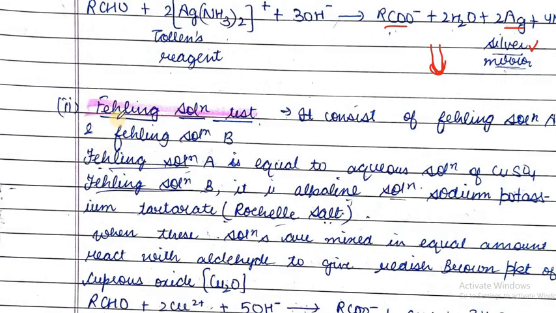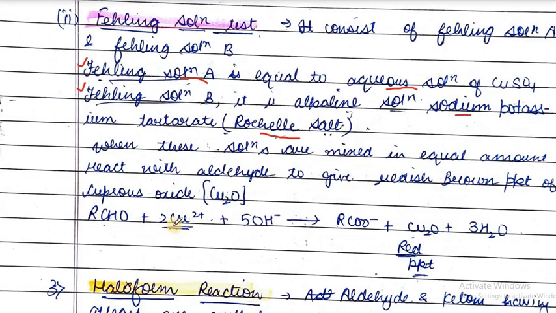Fehling solution consists of two solutions, that is Fehling solution A and Fehling solution B. Fehling solution A is an aqueous solution of copper sulfate. Fehling solution B is an alkaline solution of sodium potassium tartrate, or we can say it is Rochelle salt. These two solutions are first mixed in equal amounts, and then we get Cu2+ ion in the alkaline medium.